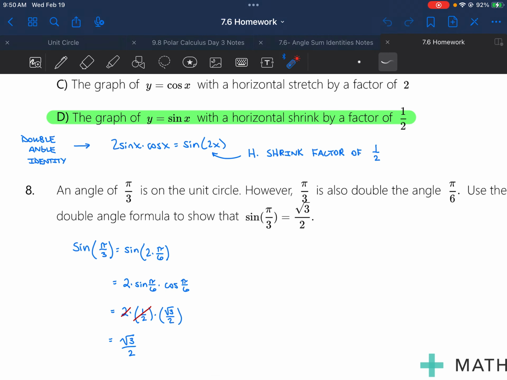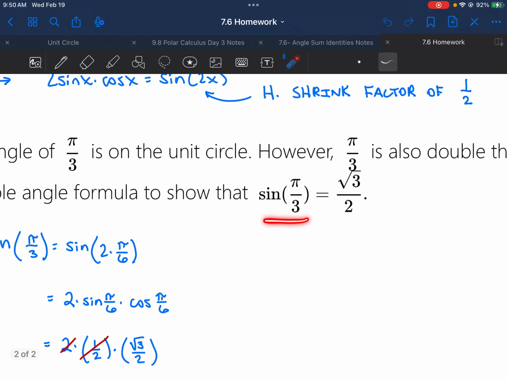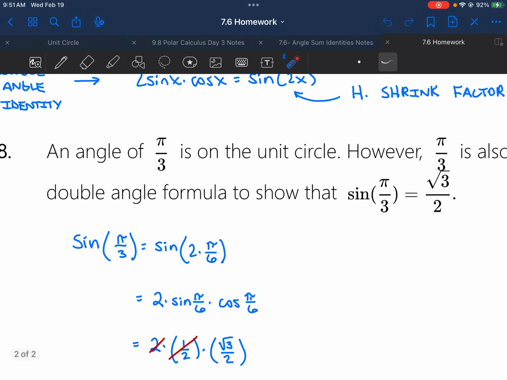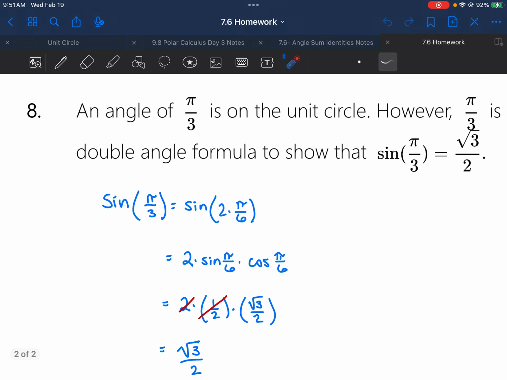All right, then finally, number 8. An angle of pi over 3 is on the unit circle. However, pi over 3 is also double pi over 6. Okay, so basically they want us to use a double angle formula to prove that sine of pi over 3 is square root of 3 over 2. We already know this because this is on the unit circle, but they want us to do a double angle to prove it. So we're going to take sine of pi over 3, we're going to rewrite it as 2 times pi over 6. So we're rewriting this as a double angle with pi over 6.